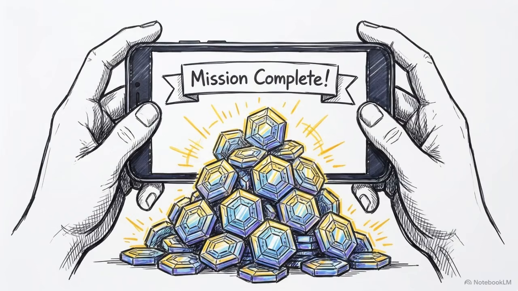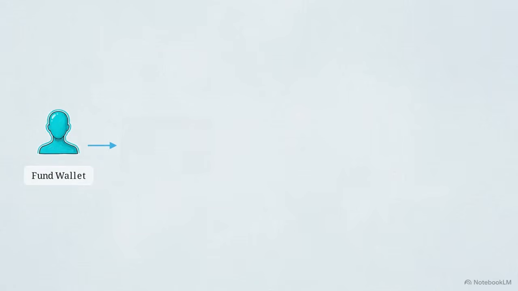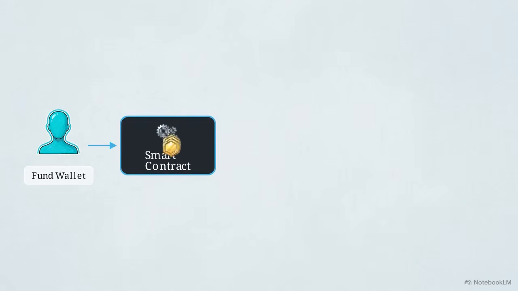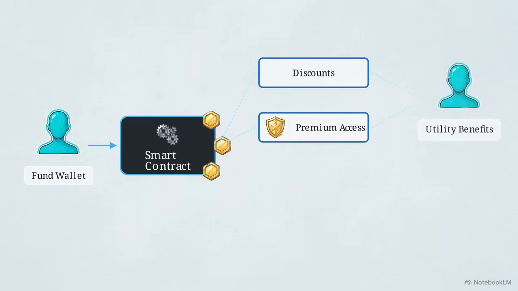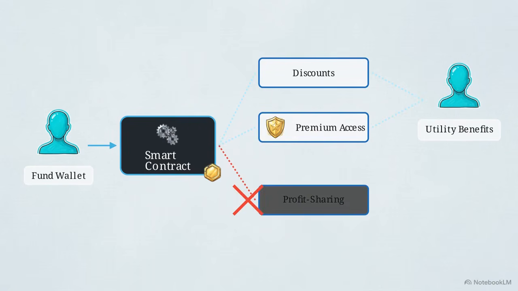Step 3 ties this engagement directly to your revenue. We need to configure how these missions pay out in tokens. When a user completes an action, like funding their wallet, a smart contract logic gate triggers, issuing token assets. For regulatory compliance, tokens route exclusively as utility, unlocking discounts and premium access. The speculative profit-sharing path is explicitly blocked off to avoid securities risks.